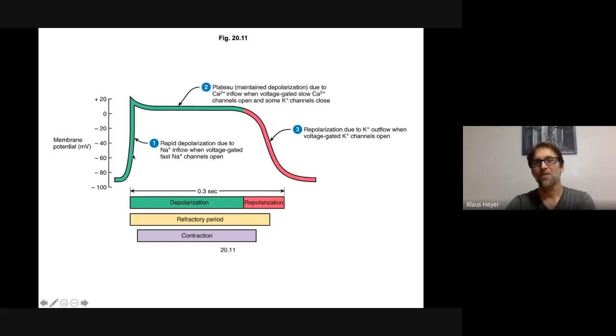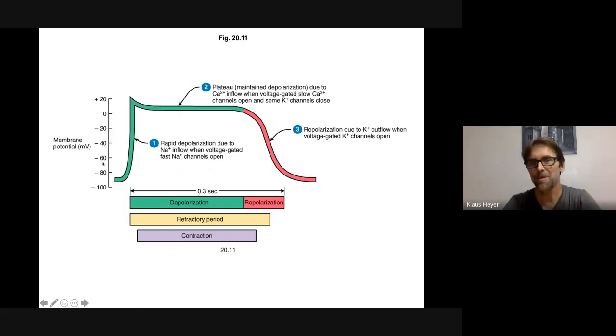So sodium rushes in. So they're saying voltage-gated fast sodium channels. They're just special channels so that sodium can run in fast. Calcium is going to trickle in, so you see how it's saying voltage-gated slow calcium channels. They're special channels for calcium that let them come in, like trickle in, right? And then potassium is going to start running out. Then they swap places, and then we start this whole process again.